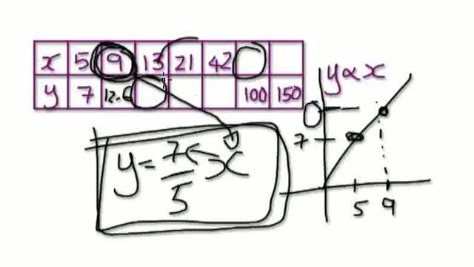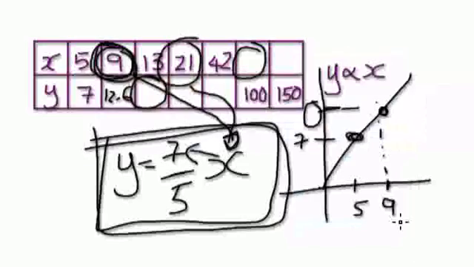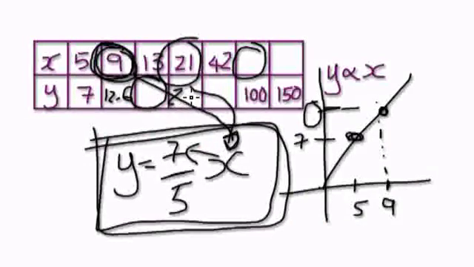This one is really easy as well. If you want to know 21, then put 21 into this x here. So now it will be 7 times 21, because 21 gets multiplied to the top. So it gets times 7 and then divided by 5, and then that would be your y value. Okay, 29 point whatever, 0.4.